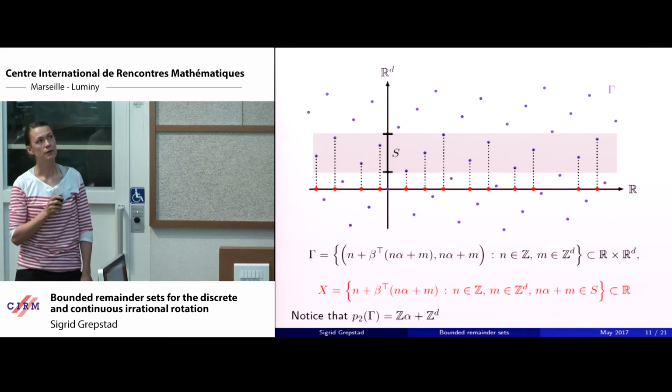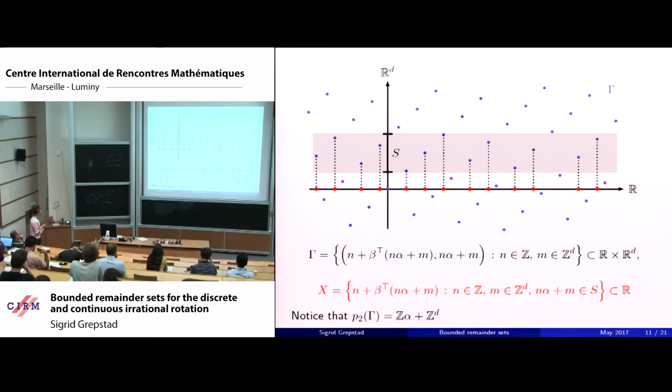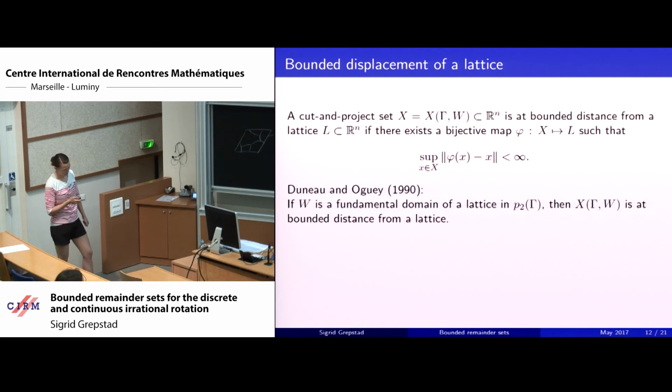And now, people studying these sets, among other questions, have asked, when will such a cut and project set necessarily be at bounded distance from a lattice? So precisely what we're asking is, when is the set X, which is now, again, a general cut and project set, at bounded distance from some lattice in R^n, meaning that we can find a bijective map from X to the lattice, such that this supremum is always bounded. And this norm here is now just the regular Euclidean norm in R^n.